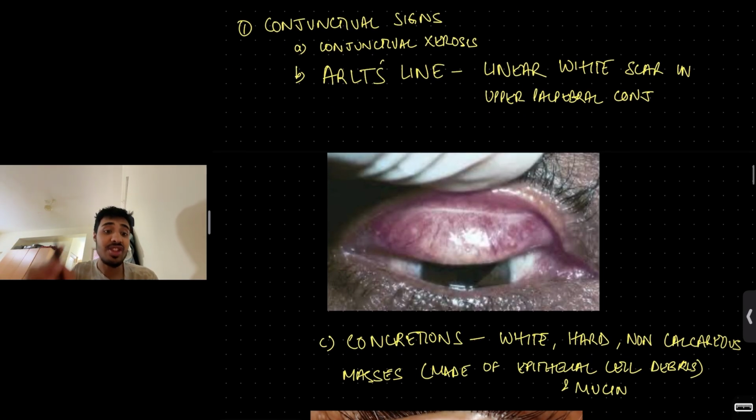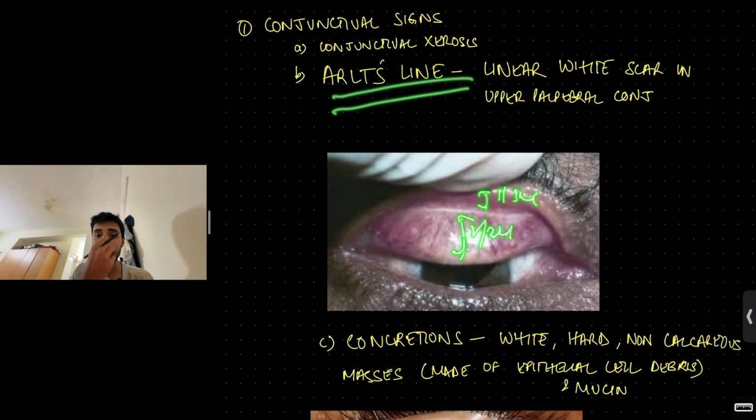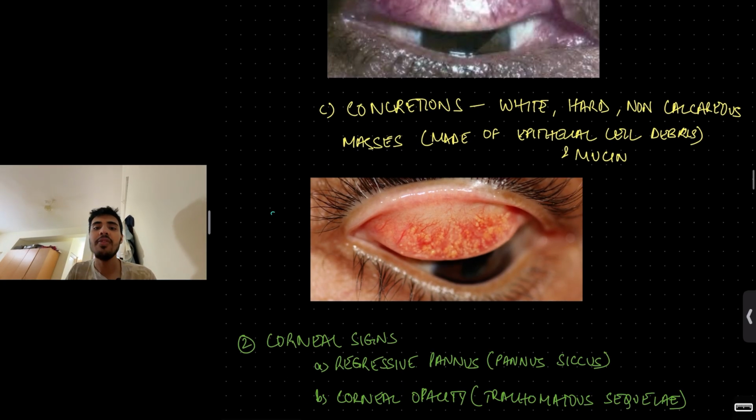Conjunctival signs: conjunctival xerosis, dryness. Then there will be scarring in the form of a linear white band in the upper palpebral conjunctiva between the upper 2/3 and lower 1/3. This is known as Arlt's line. And this linear white scar in the upper palpebral conjunctiva is known as Arlt's line. Then you can also have concretions.